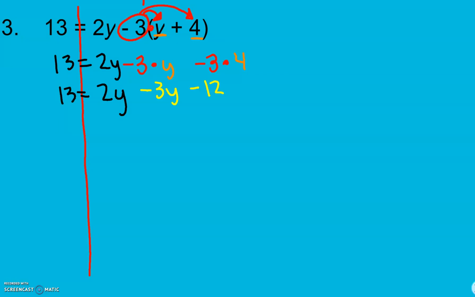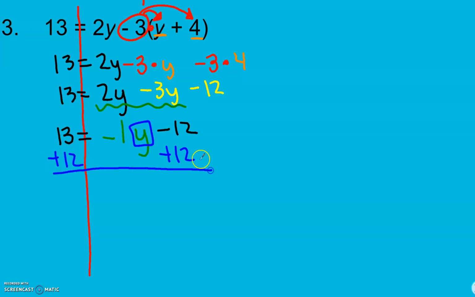Now, I'm still not as simple as I can get it on my right side. I have like terms. So 2 minus 3 gives me negative 1 times y. I didn't change my negative 12 or my 13. Now, y is being multiplied by negative 1 and subtracted by 12. We get rid of our subtraction first by adding. Whatever I do to one side, I do to both.